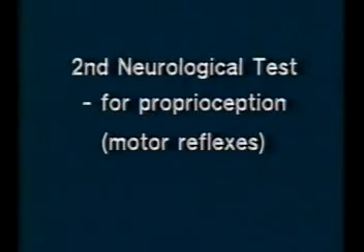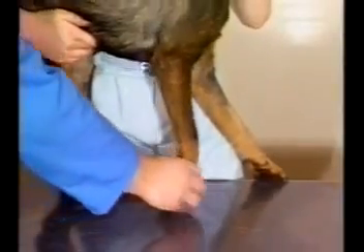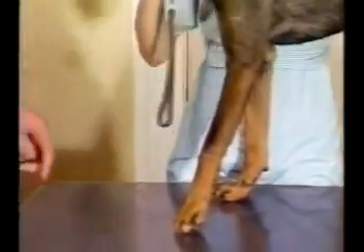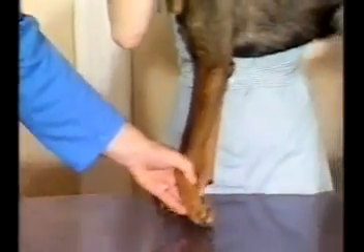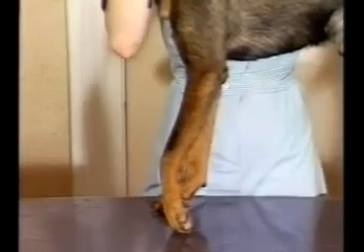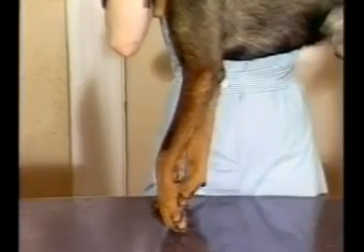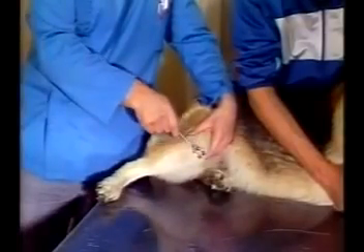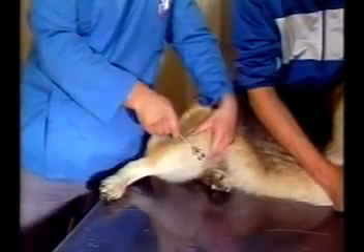The second neurological test is for proprioception and motor reflexes. In this case of radial paralysis, on the normal side, the foot is placed by the dog onto a plantar position. On the side affected by radial paralysis, the brain is receiving messages that the dorsum of the foot is in contact with the floor and the postural reflexes do not work. The patellar reflex in the hind leg is another useful diagnostic test for neurological function.